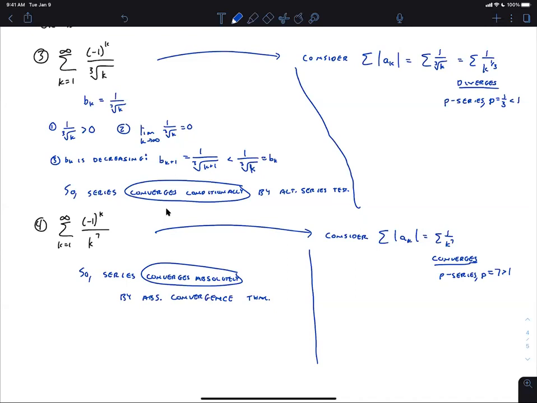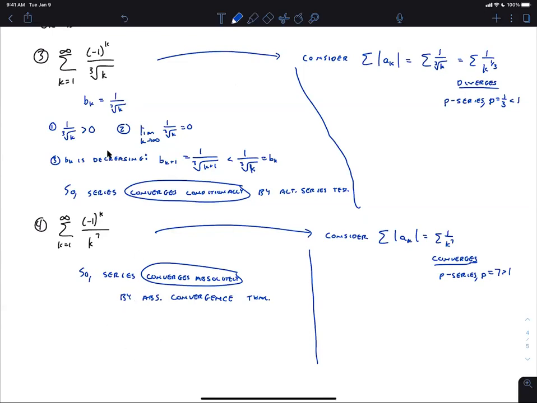Okay, so the format of the proofs is the same. You get this easier series from the absolute value and you prove what it does. If the absolute value converges, then the original series is very easy to prove because automatically by the absolute convergence theorem, the original series converges. If this diverges, this is more work, but as long as the alternating series test holds, then this converges, but it'll converge conditionally.